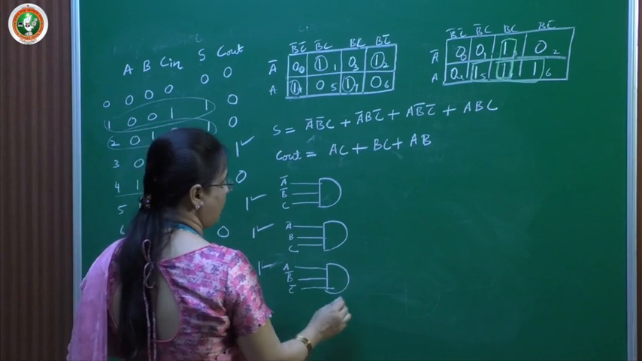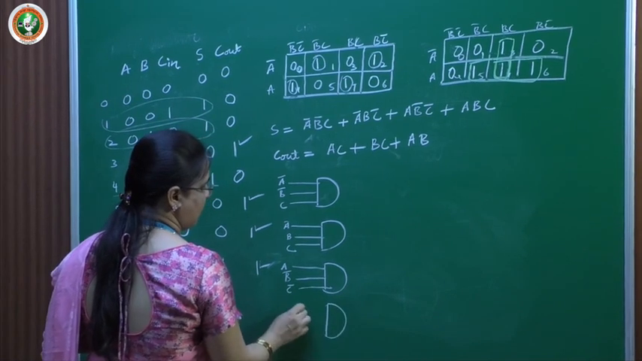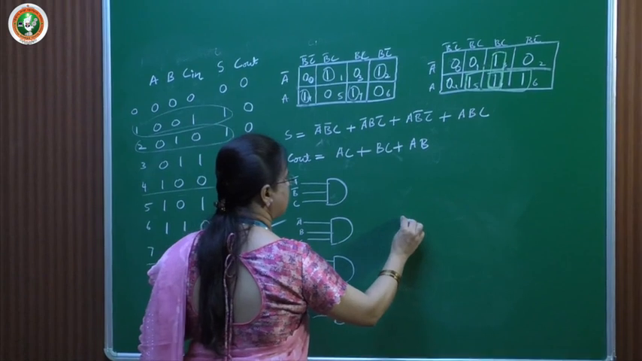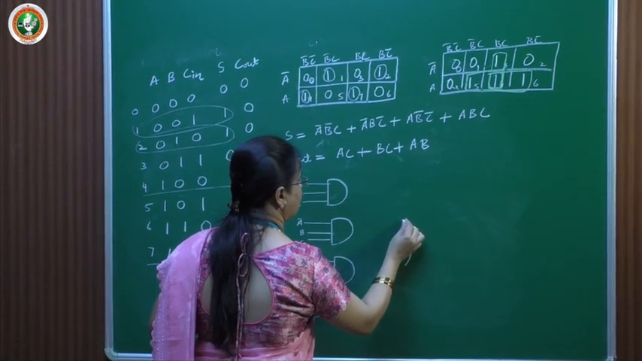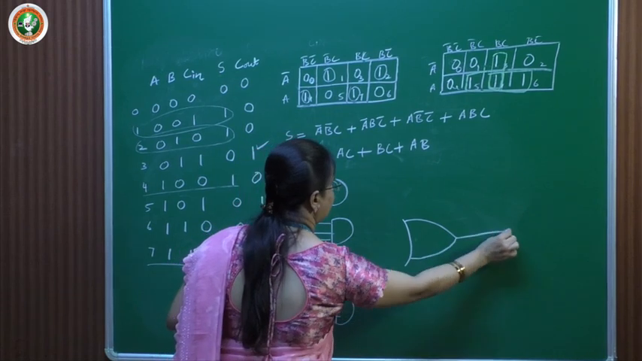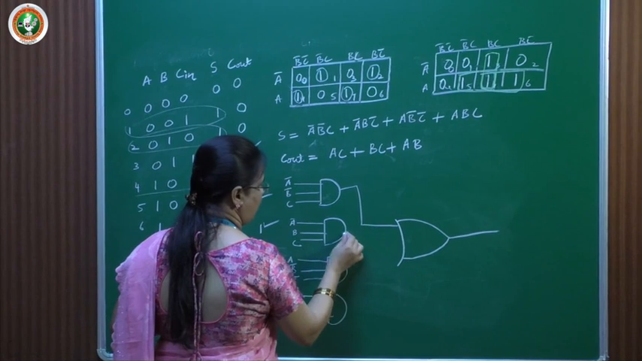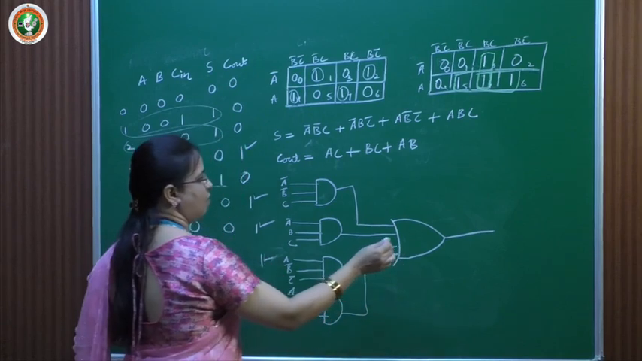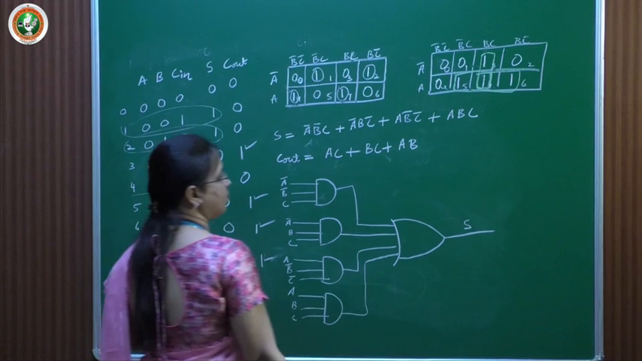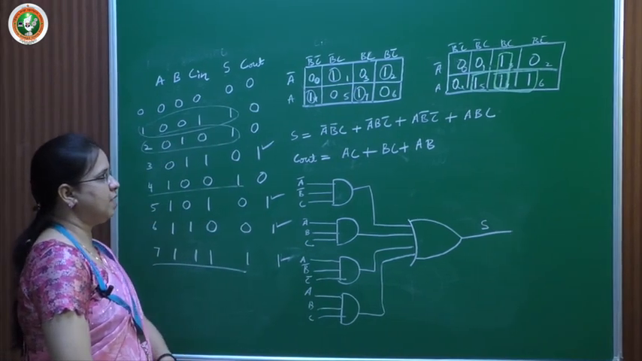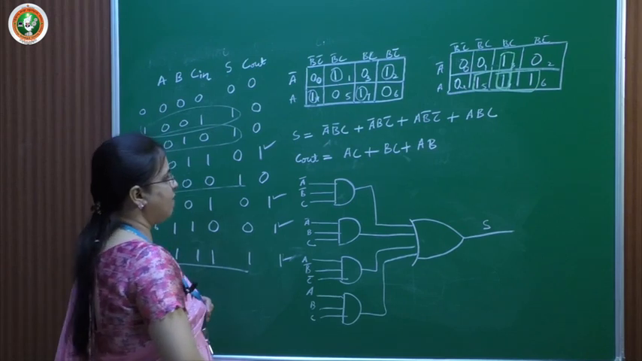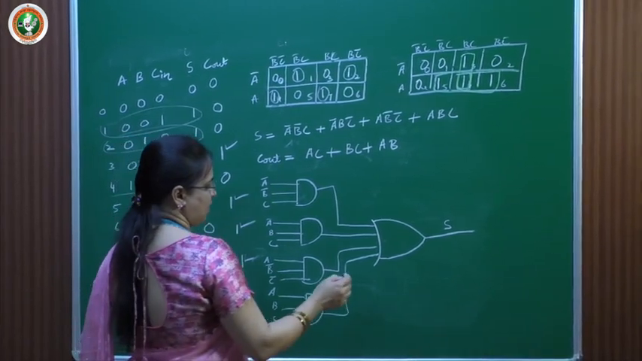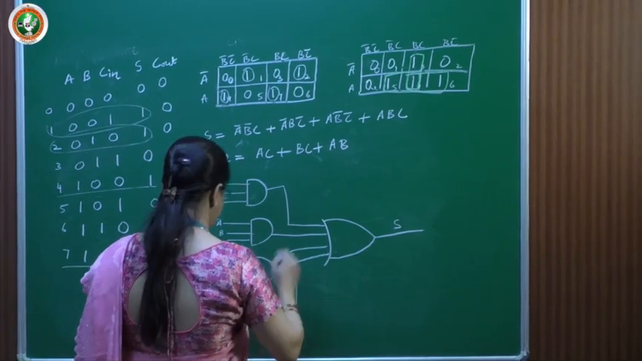Then your fourth one is taking A, B and C. Since it represents the sum of products format, I'm going to take an OR gate with four inputs, and the output of all these AND gates will be connected to the input of the OR gate, and this will represent the equation sum. So in a similar fashion, we can construct the logic circuit for carry. The logic circuit for carry will again have three AND gates.